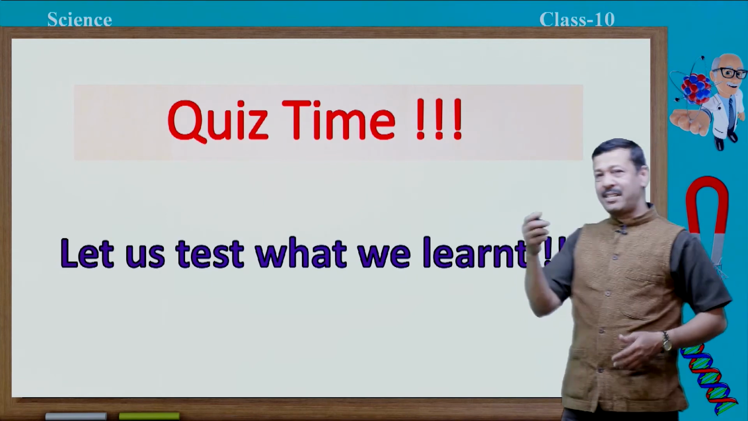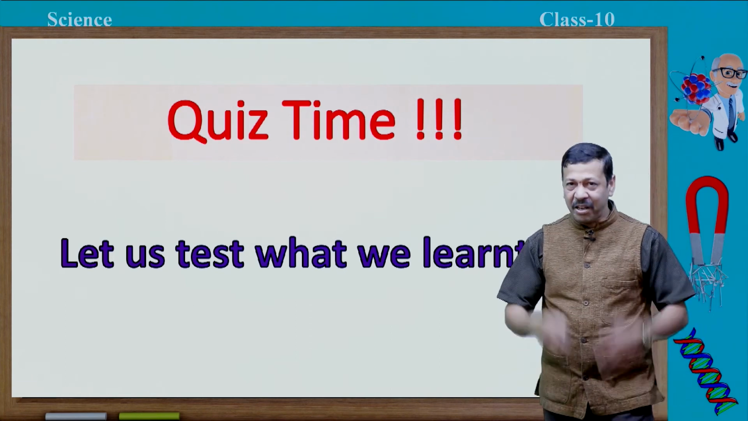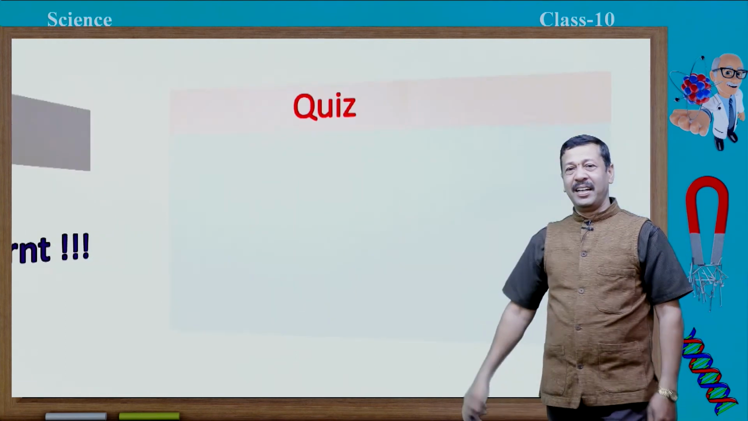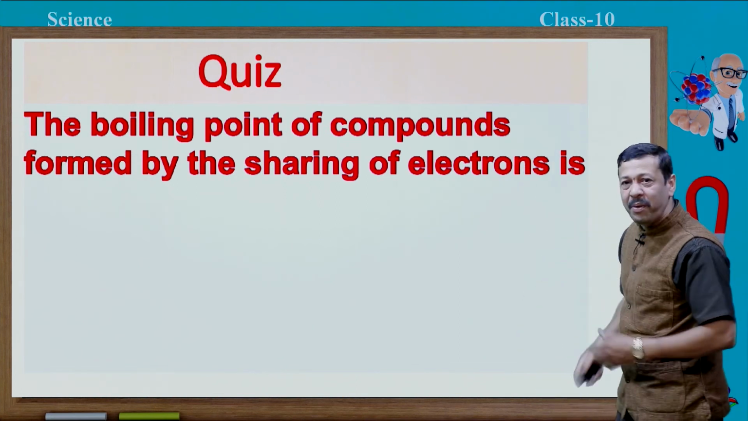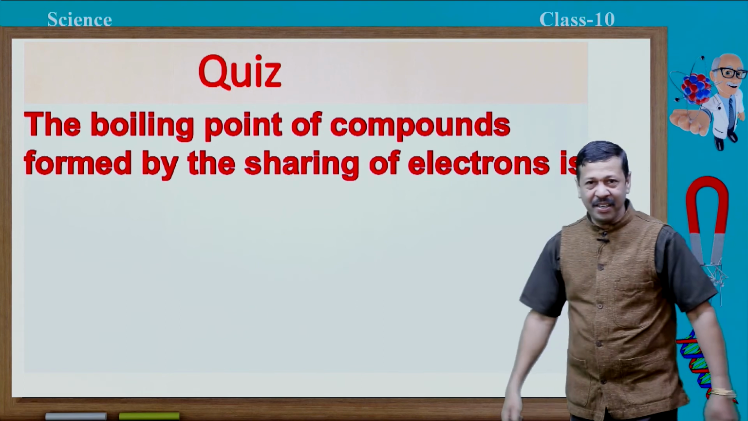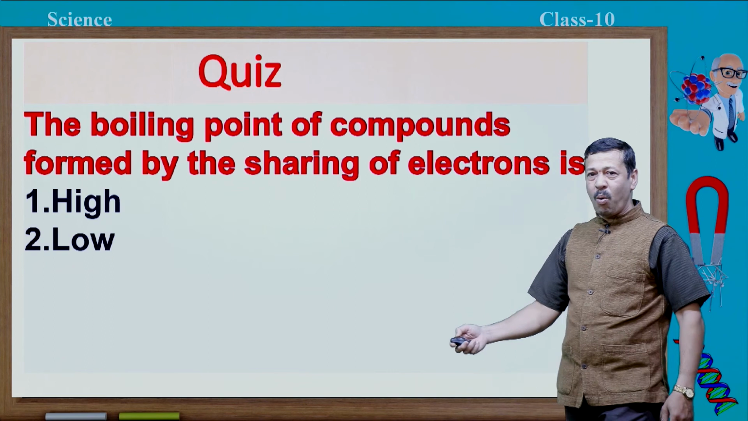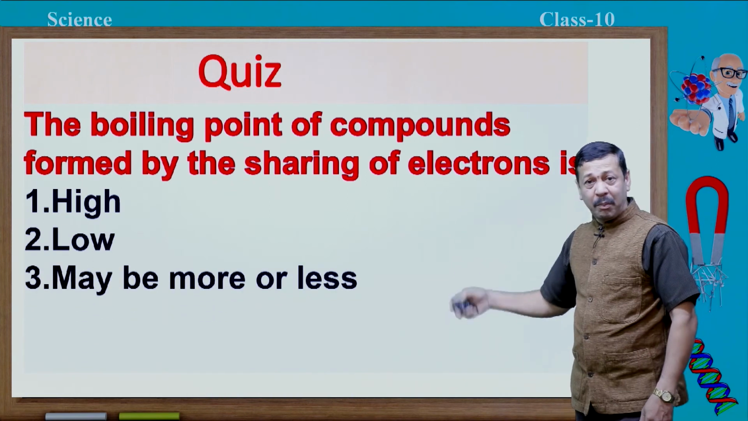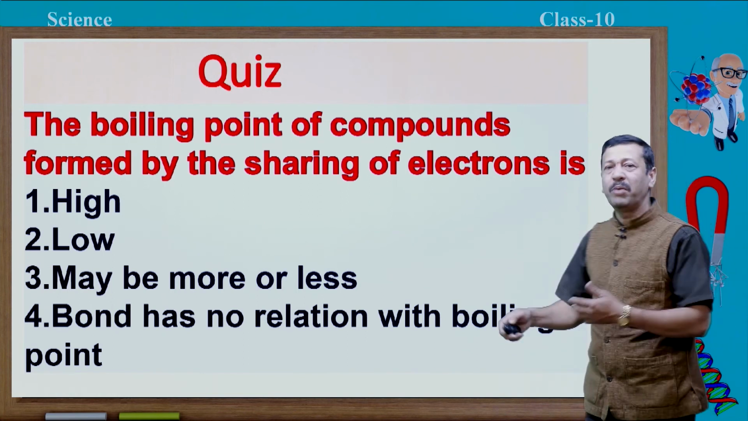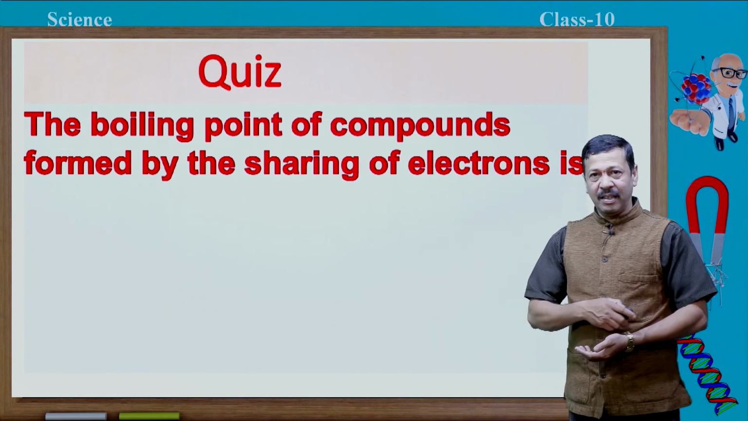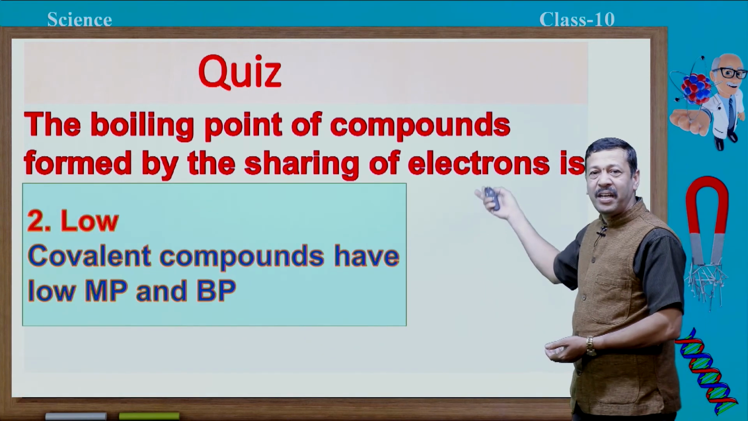Now this is the quiz time. Let us test what we have learned till now. Are you ready? Yes. Here is the first question. The boiling point of compounds formed by the sharing of electrons is, here are your options. The first one is high. They have low boiling point. Maybe more or less. The bond has no relation with boiling point. What is your answer? Let us see the answer. They have low melting point and boiling point.